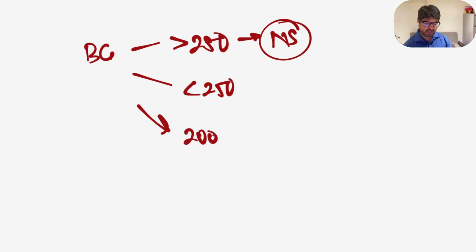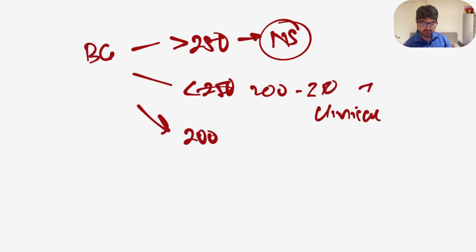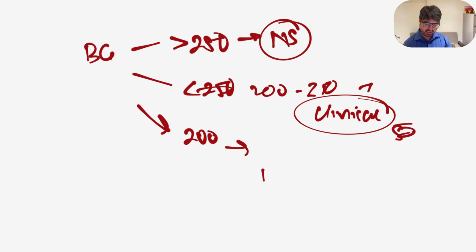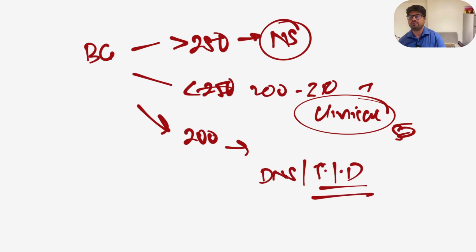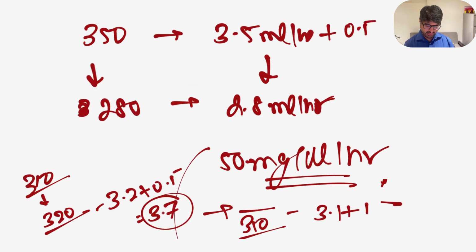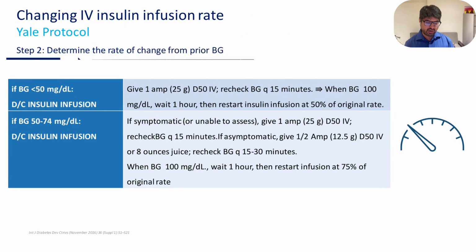If it is between 200 to 250, then it is up to your clinical decision. If the patient is more vulnerable to develop hypoglycemia, then you give dextrose containing fluid, maybe 5% dextrose or DNS. If it's less than 200, definitely give DNS or 5% dextrose, right. So this is how you give the IV fluid. Okay, let's move ahead, right.